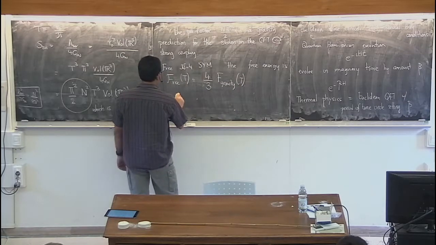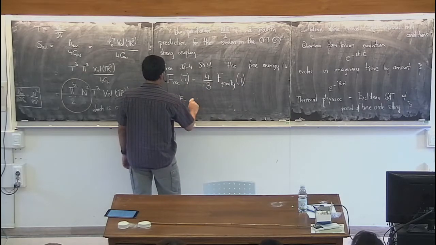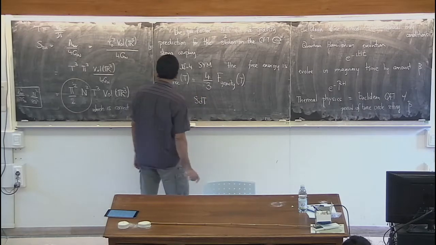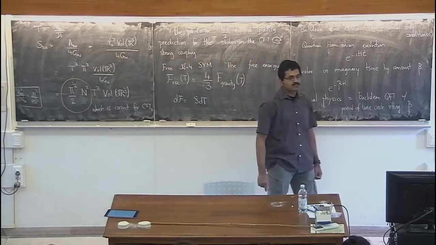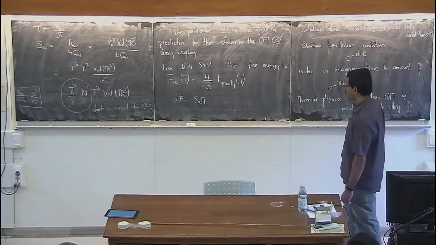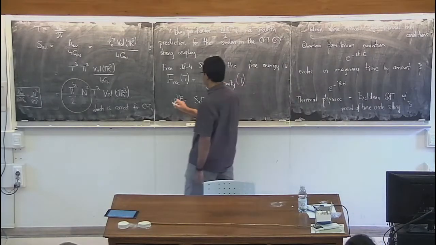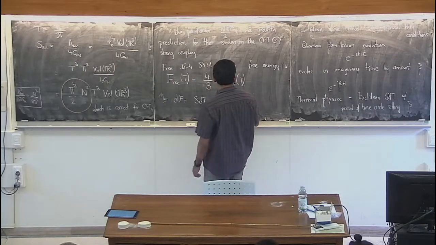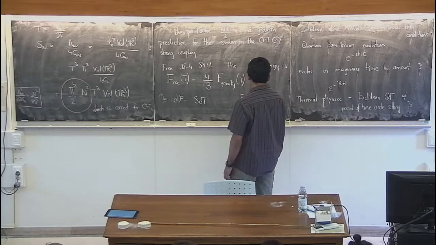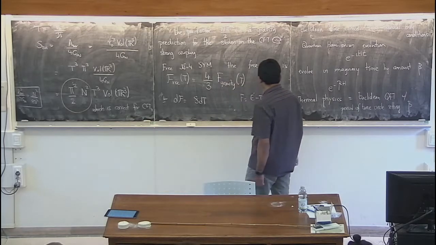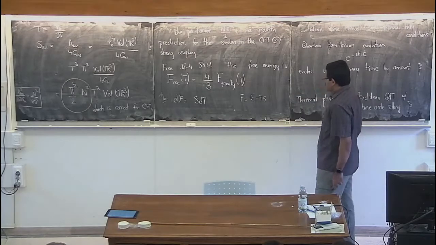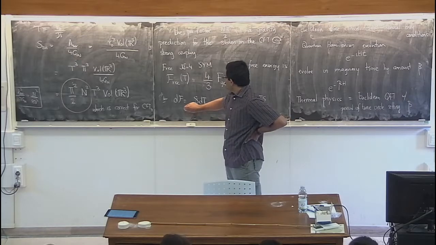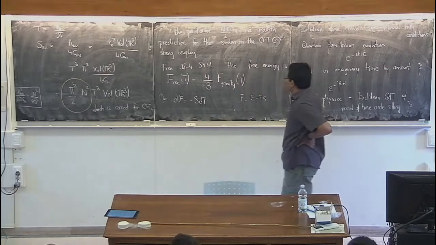Okay, to convert entropy to free energy, you just use the first law, dF equals S dT, and integrate. S is dF/dT. Because the free energy is E minus TS. A minus sign. Free energy is negative.